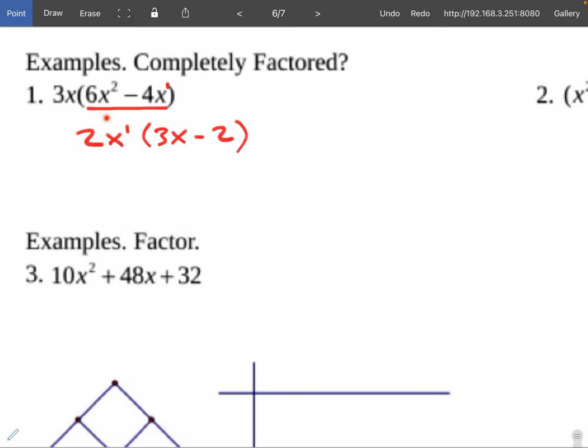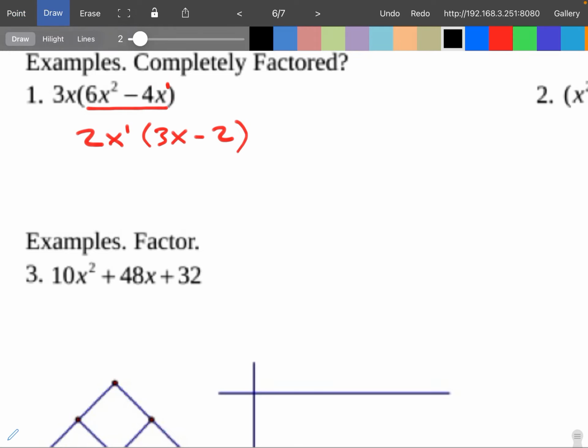And again, if you're not sure you did that right, you just redistribute this thing. So if you did 2x times 3x, that'll give you the 6x squared. Then if you do 2x times negative 2, that'll give you the negative 4x. All right, but then don't forget, you still have to bring down the 3x in front of this thing right here, right? This part. So there's still a 3x in front, and those are multiplied together. So you would do 3x times 2x, which would give you 6x squared.